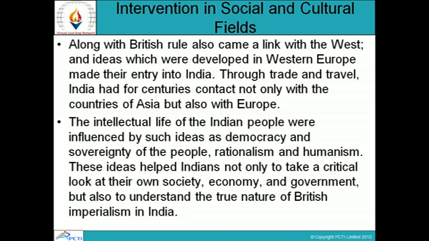So with the help of these ideas, rationalism, humanism, sovereignty, democracy, Indians not only took a critical look at their own society, economy and the way of functioning, but also tried to understand the true nature and motive of British rule in India.